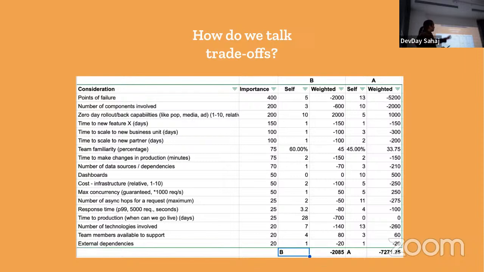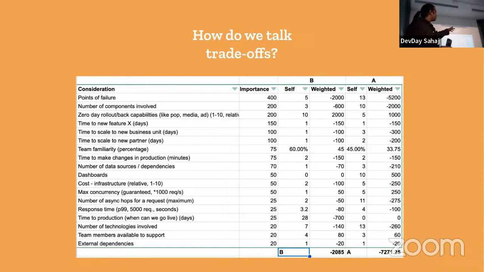The self scores are basically scores given by people who are very closely aligned with those solutions or approaches, so they know what to do, right? They know how long it's going to take with this approach to add a new partner, to add a new BU, whatever. And the importance scores are given by the business. The business has all these priorities, and they rate how important some of these are. Once you have the importance and the self score, you can multiply them to create a weighted score. So that's the weighted score.